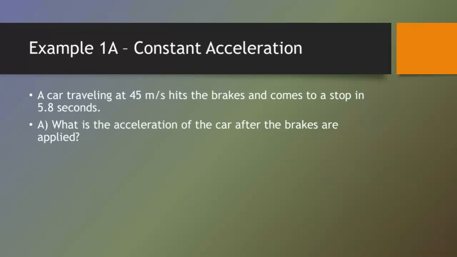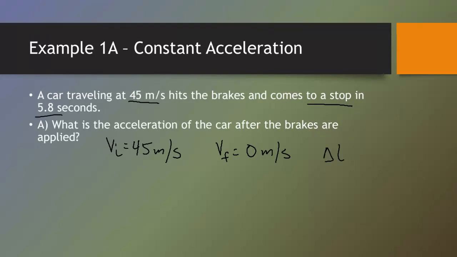And so here we have a car traveling at 45 meters per second that hits the brakes, right? So the initial velocity is 45 meters per second. It hits the brakes and comes to a stop. Well, if it comes to a stop, the final velocity is 0. Okay? And then it does this in 5.8 seconds. So our time is 5.8 seconds.